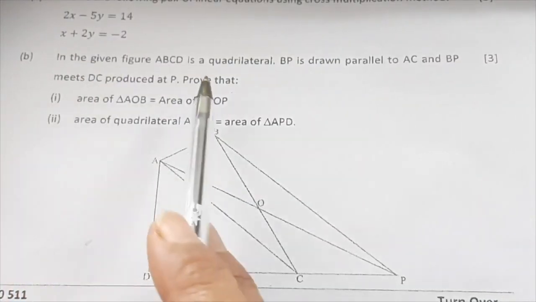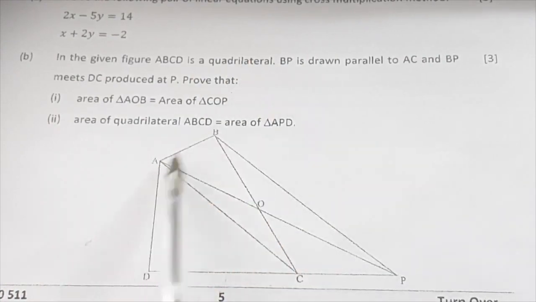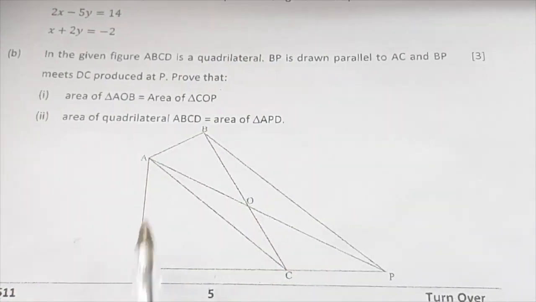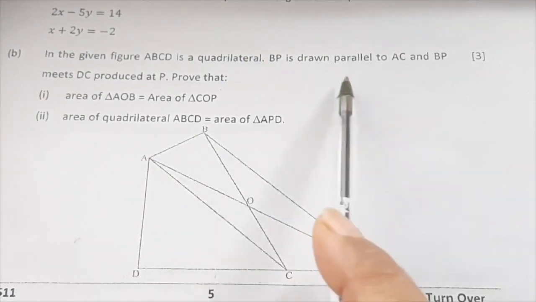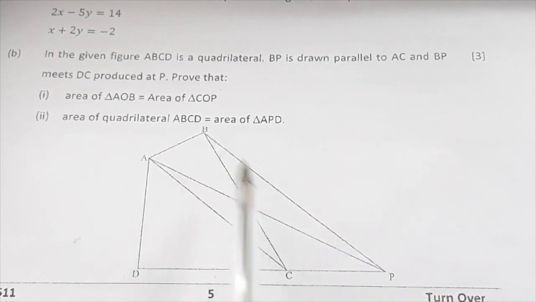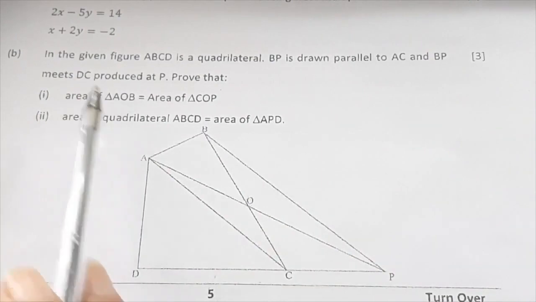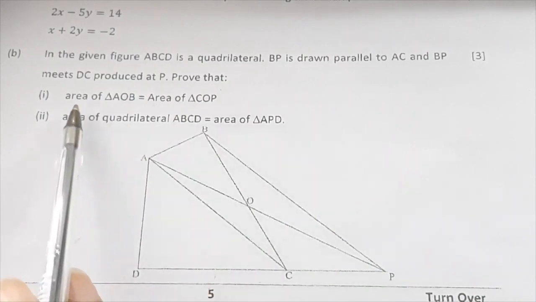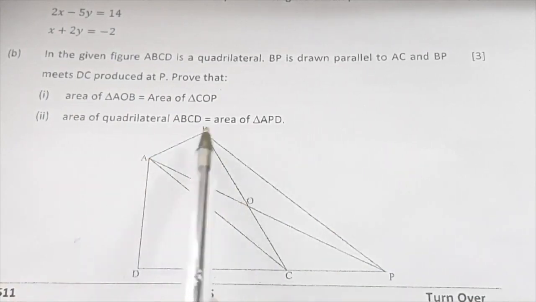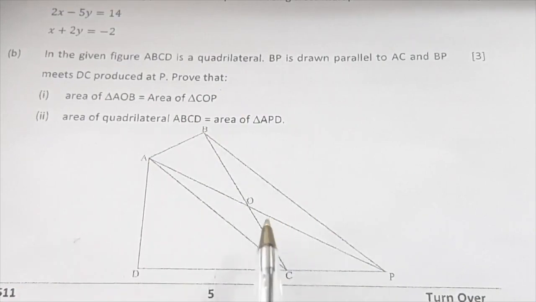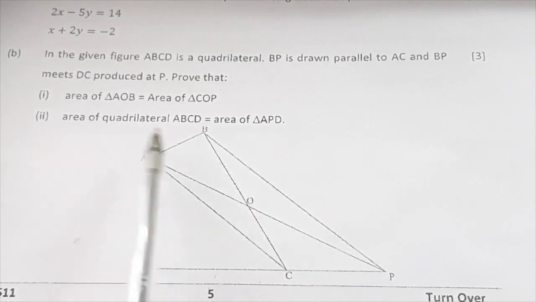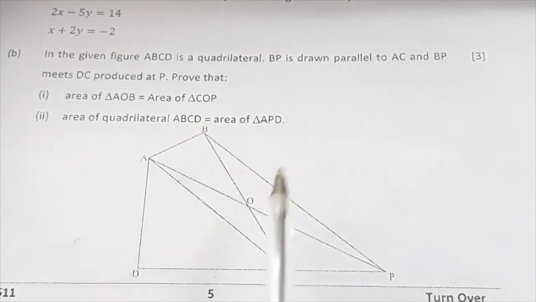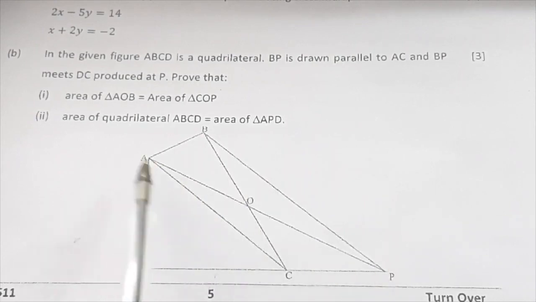7b. In the given figure, ABCD is a quadrilateral. A, B, C, D. This is the quadrilateral. BP is drawn parallel to AC. BP is parallel to AC and BP meets DC produced at P. Prove that area of triangle AOB, that is this triangle, is equal to area of triangle COP, that is this triangle. And the second part, area of quadrilateral ABCD is equal to area of triangle APD, this one.